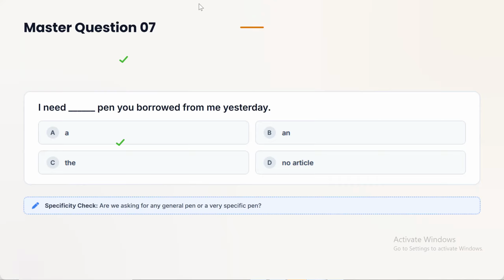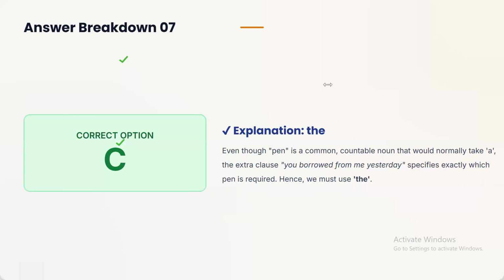Because saying you borrowed from me yesterday makes the pen specific, so the listener knows what you're talking about. It makes the pen specific. Exactly. A is for random, so D is for specific stuff and the pen is specific. Thank you, Emmanuel. The listener is aware of the pen you borrowed.